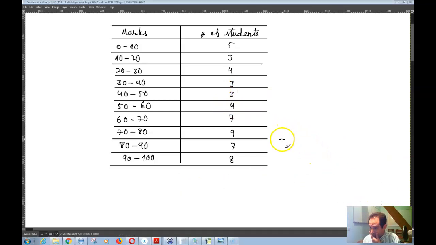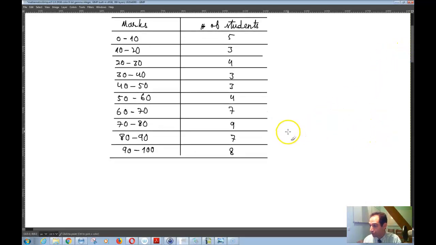So from this table, let's try to answer these questions. Question number 1 is, how many students have scored marks less than 10? Less than 10. From this table, you can see that all the marks going from 0 to 9, because 10 is not included here, the number of all of those people is 5 people. So that's basically 5 students. And then the answer is 5, of course, right?